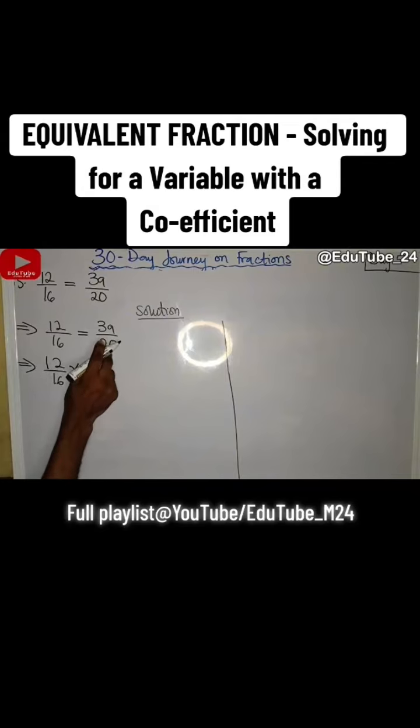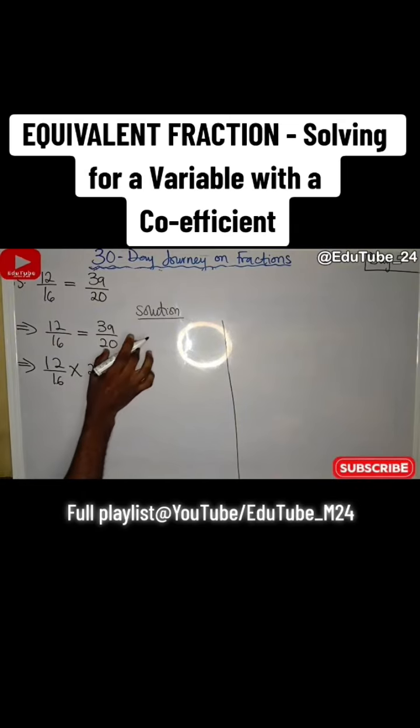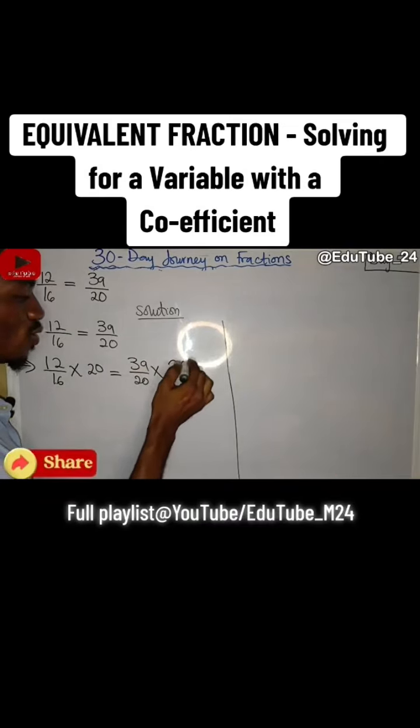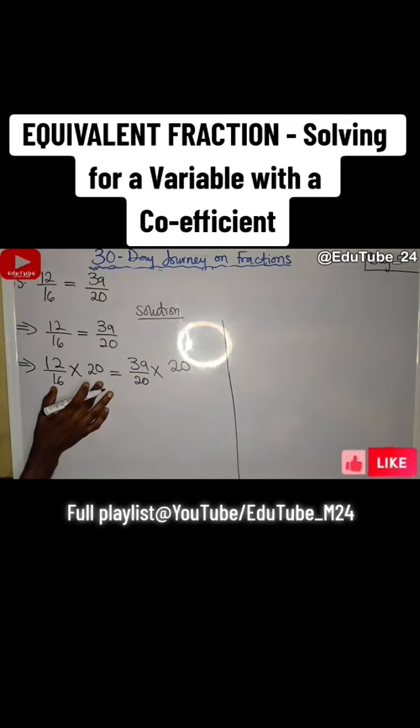times this 20. The 20 that we are eliminating is a denominator, so it's going to be a what? Numerator when we are multiplying it by both sides of the equation. So this is for the left hand side of the equation, and for the right hand side of the equation, we are going to have 3a over 20 times 20. So now let's start from the left hand side of the equation.